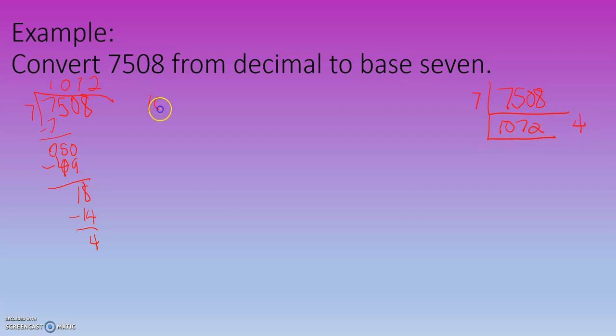We're going to do 1,072 divided by 7. 7 goes into 10 once. 7 goes into 37 5 times. 7 goes into 22 3 times. Our remainder is 1.